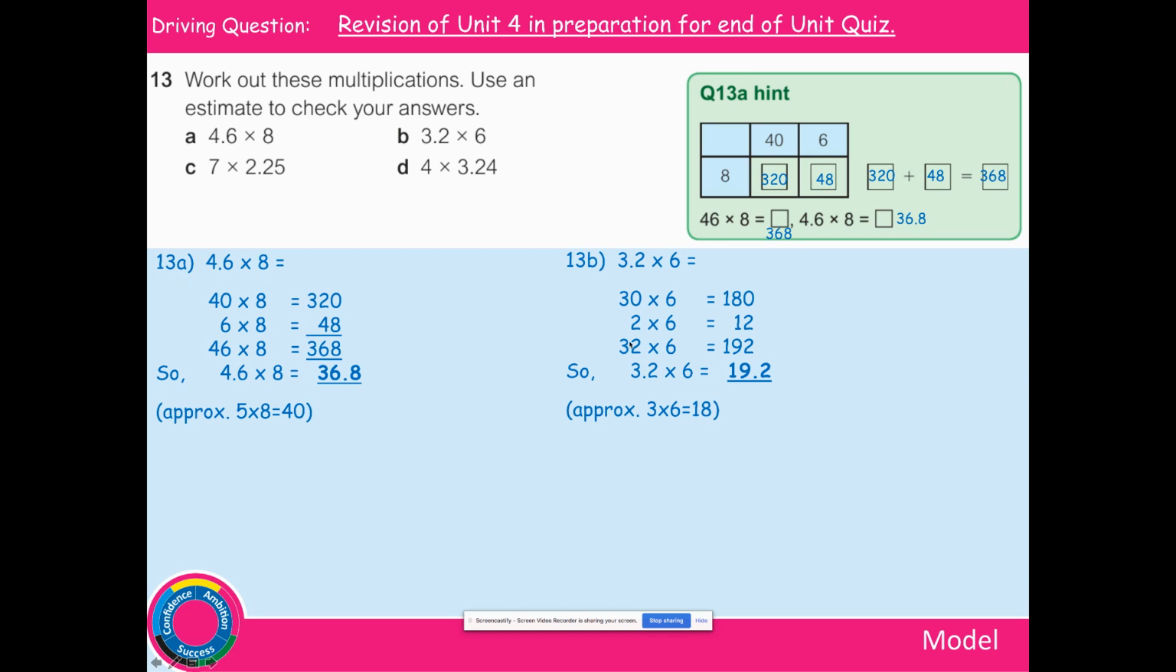But because it's not 32, it's 3.2, I've divided by 10. They've moved over 1 space, so I need to move my answer over 1 space. So the 1 goes from the hundreds to the tens. The 9 goes from the tens to the ones. And the 2 goes from the ones to the tenths. So it's 19.2. Look back at your original. It's roughly 3 times 6, which is 18. I've got 19.2, so it's roughly the same.